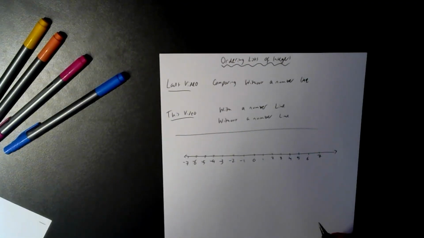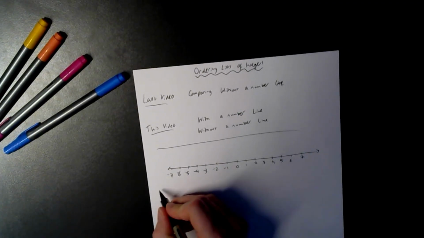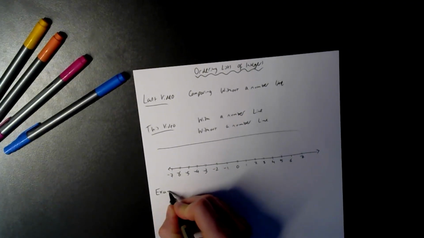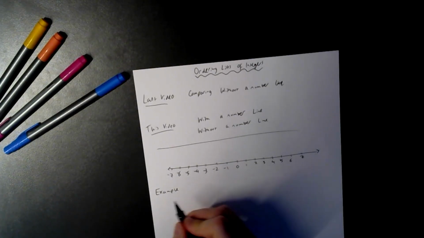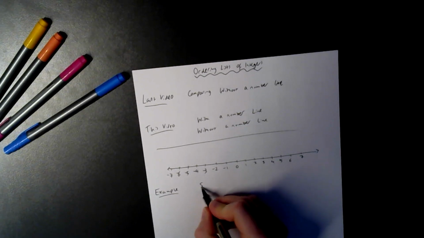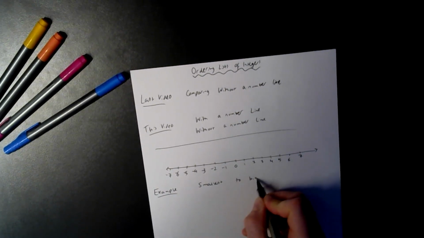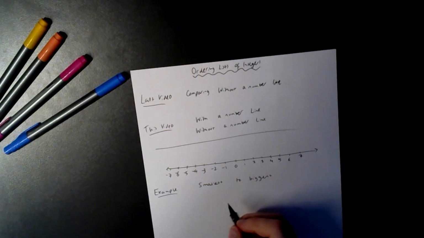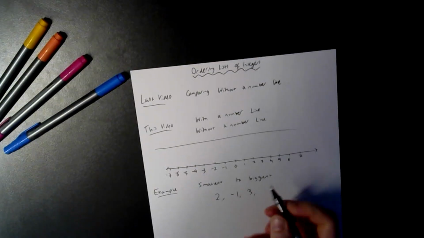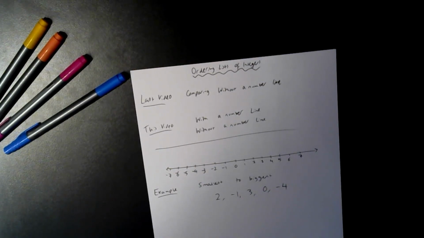As an example, I want to order the numbers from smallest to biggest of 2, -1, 3, 0, -4. Okay. How do we do this?